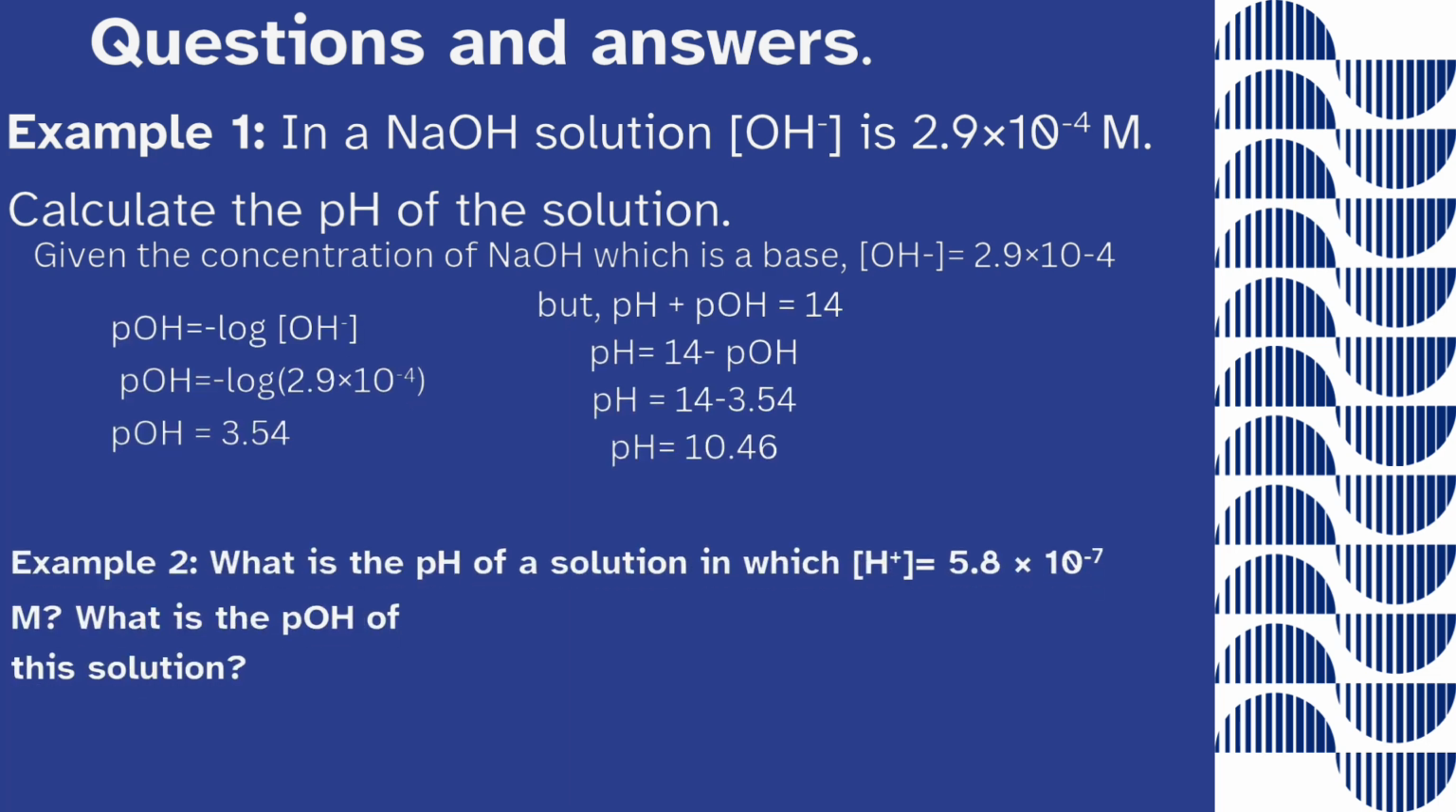And let's take this question for example, where you are given the OH ion in sodium hydroxide to be 2.9 times 10 to the power negative 4 molar. We are asked to find the pH. Now, because you have been given the concentration of OH, it can help you find the pOH. And at the end, when you find the pOH, you can put it into the equation as pH plus pOH equals 14 to find your pH.